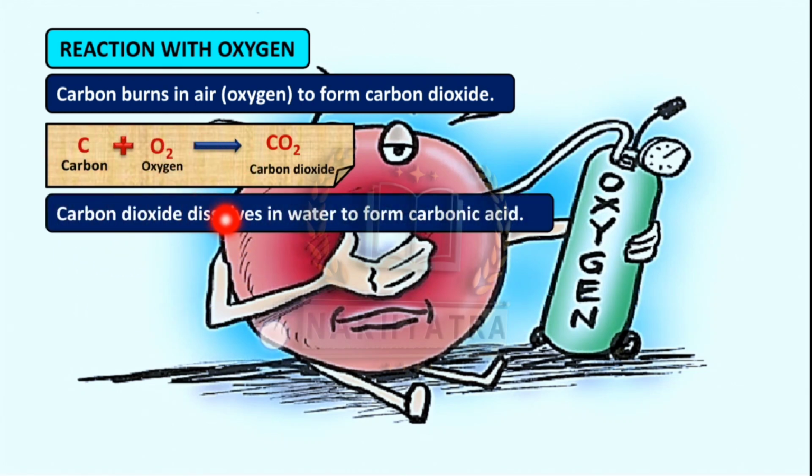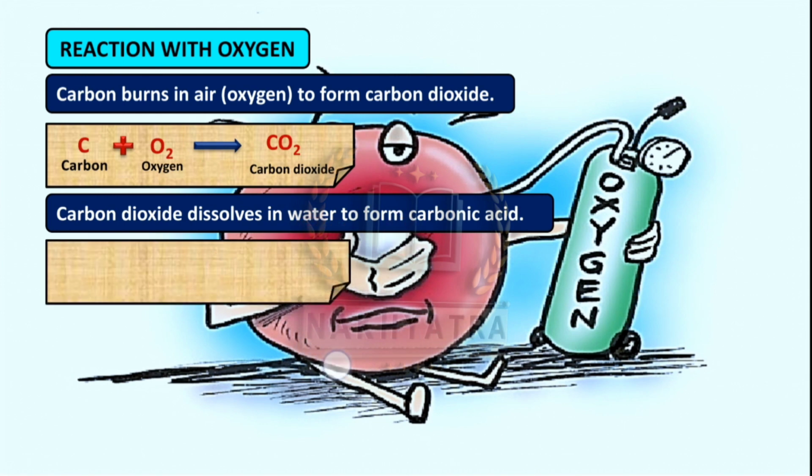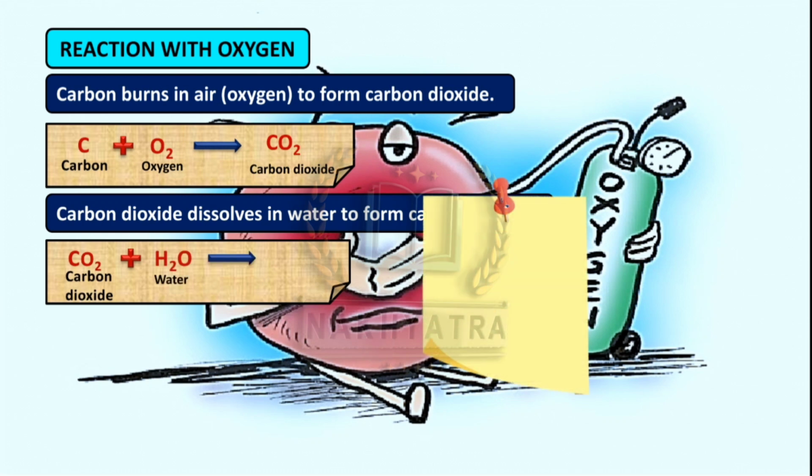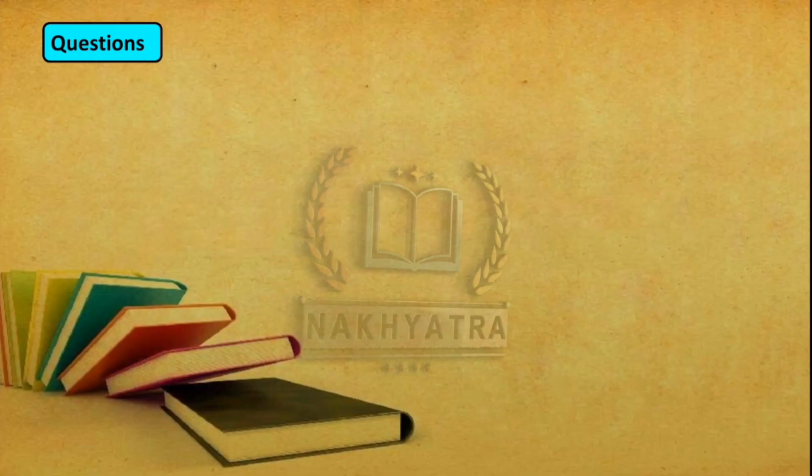Carbon dioxide dissolves in water to form carbonic acid. Now see the reaction: carbon dioxide plus water gives carbonic acid. Now we know that hydrogen has a valency of 1, and CO3 is carbonate, which has a valency of 2. So we will get the chemical formula H2CO3, that is carbonic acid. I hope everyone is clear.